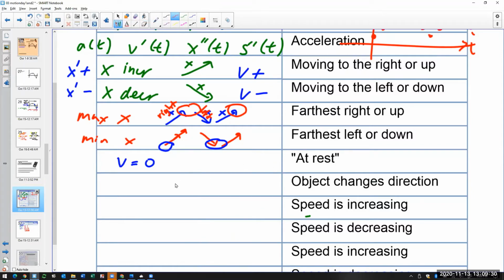When does the object change direction? Well, look at this. If your picture looks like this, when do I change direction? Every time I turn around, I change directions, right? So what is that really? It's when what changes? There's two possible answers, right? It could be when X changes from increasing to decreasing, or vice versa.